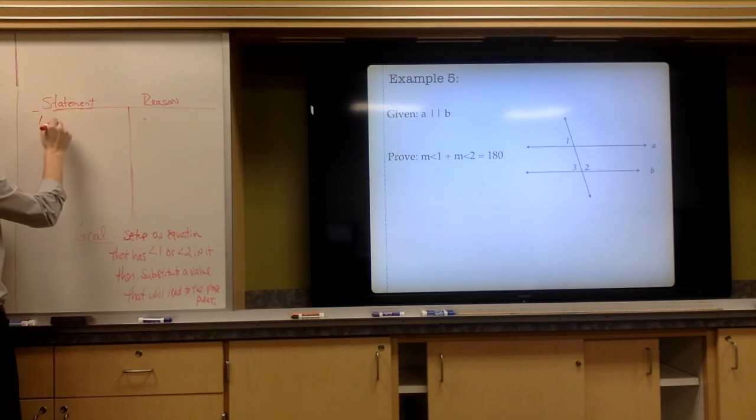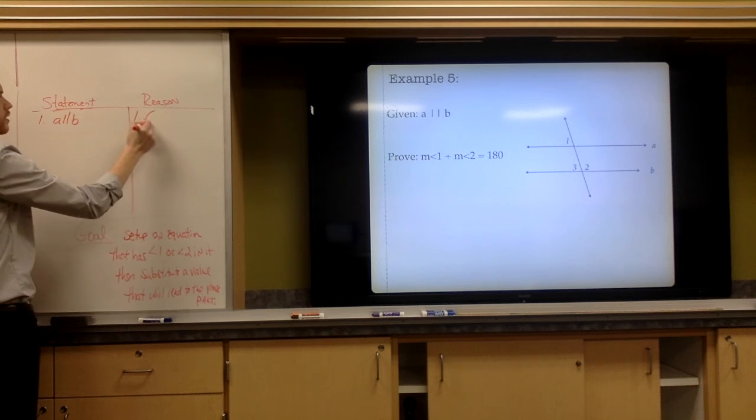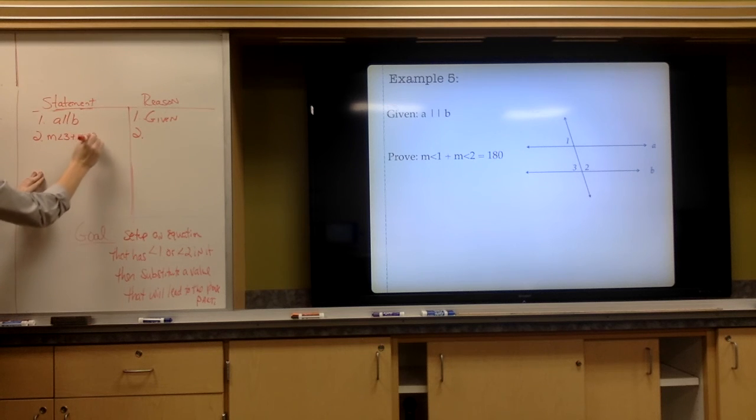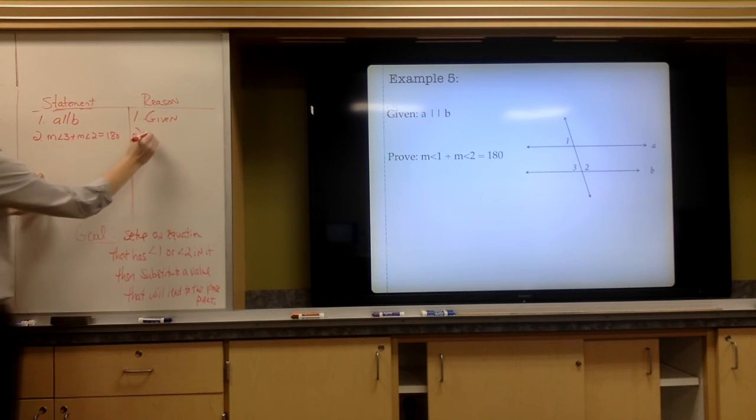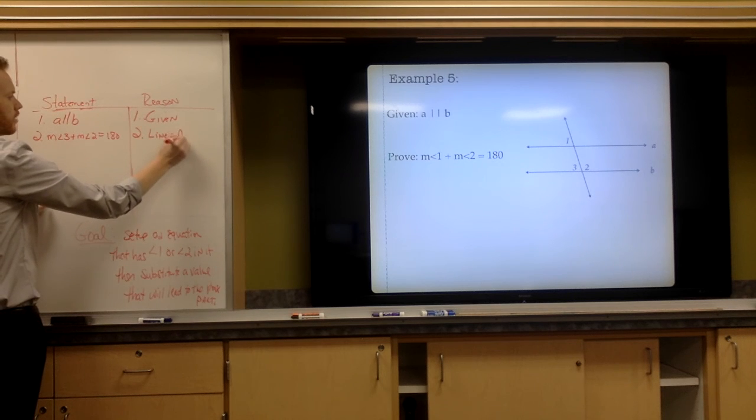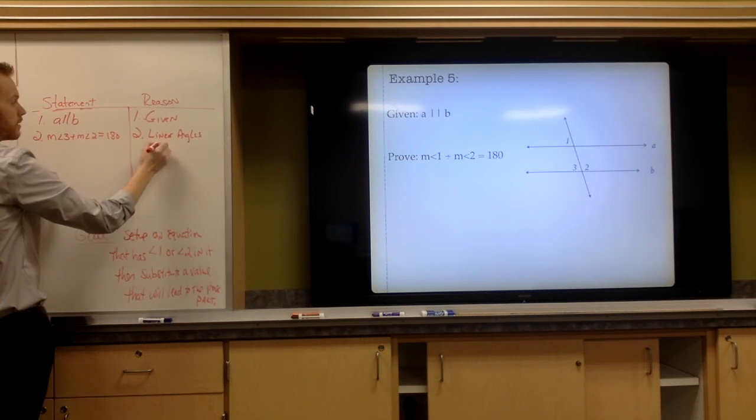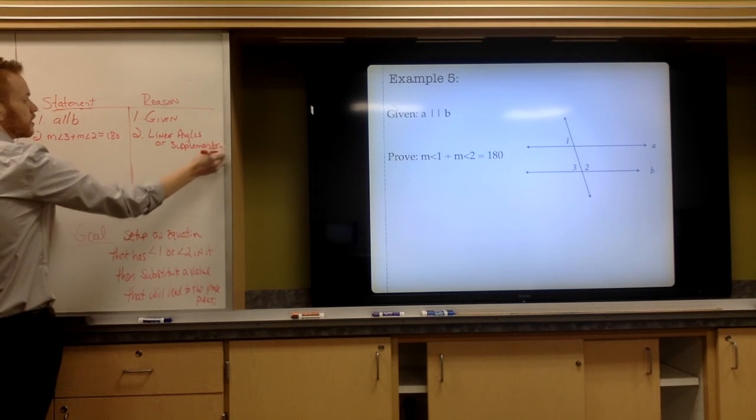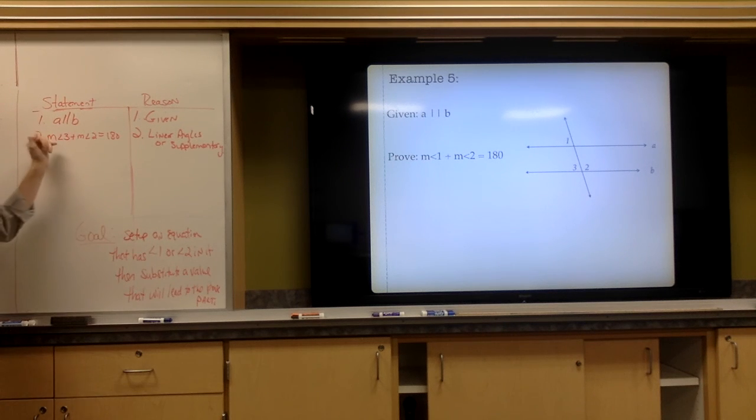So first step, we're still going to list the given. All right. Step 2. Doesn't matter what we do first. We can do this first just to show a variation. The measurement of angle 3 first, plus the measurement of angle 2 equals 180 degrees. And that's because these guys are linear angles. Some people might say they're supplementary. Okay, some proofs might list that 2 and 3 are linear and then go to the next step.